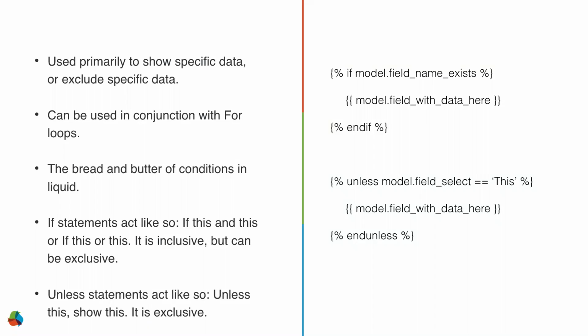Unless statements are almost always exclusive. You're trying to prevent data from coming through. We've used this a lot for hiding internal reports from letters. In addition to being able to include and exclude data, these can be utilized with other conditions, such as for loops, to get really specific about what data you're getting. Hiding payments that aren't paid is probably one of the most common examples of utilizing these together.